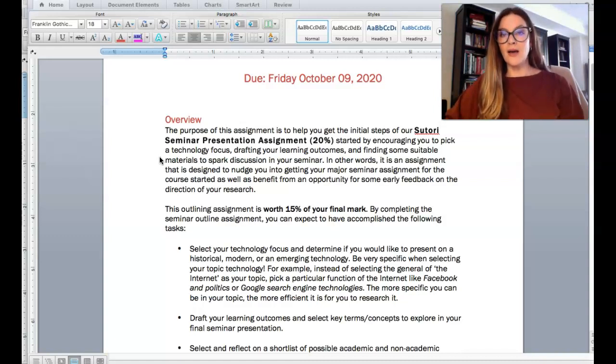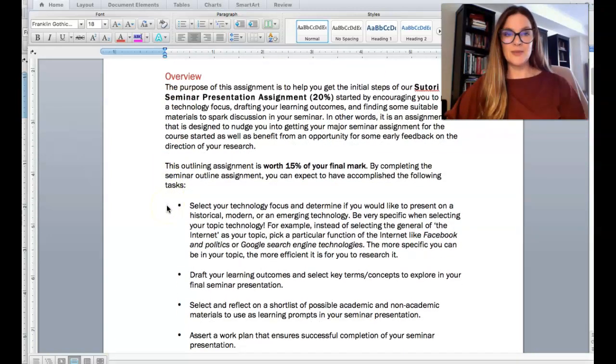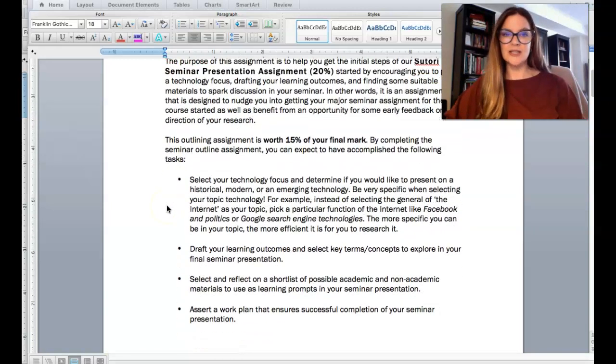The point of having an outline assignment due so early in the course is that it gives me an opportunity to basically check in and make sure that you have a topic that is workable as a seminar presentation, and also encourage you to keep using our theories and ideas and concepts that we're learning throughout the course to build on your research. So the assessment for the outline is 15% of your mark.